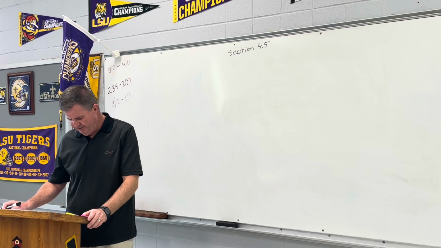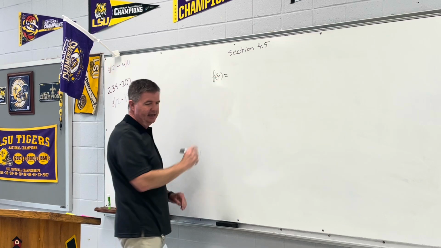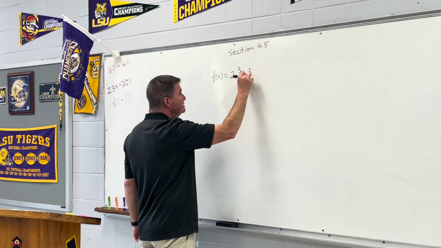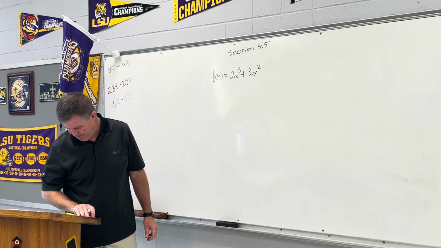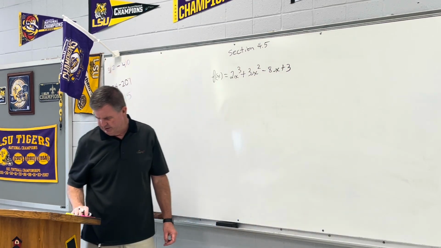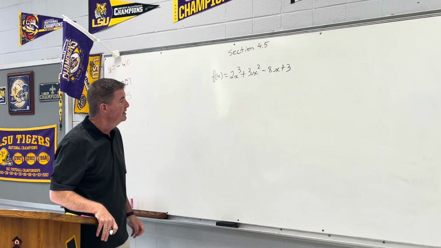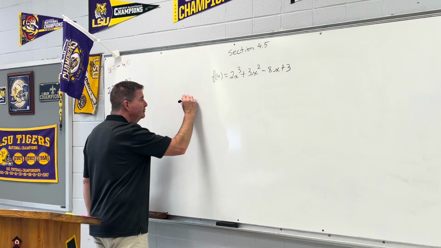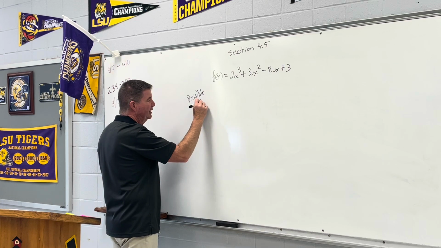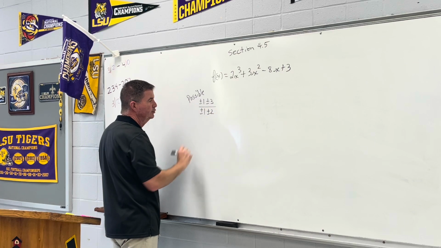Example number 2. Find the zeros of the function. So I got f of x is equal to 2x to the third plus 3x squared minus 8x plus 3. And we want to find the zeros. So in other words, we want to solve if this would be equal to 0. So I want to find the possible rational zeros. So that's going to be what? Plus and minus 1, plus and minus 3 over plus and minus 1, plus and minus 2.